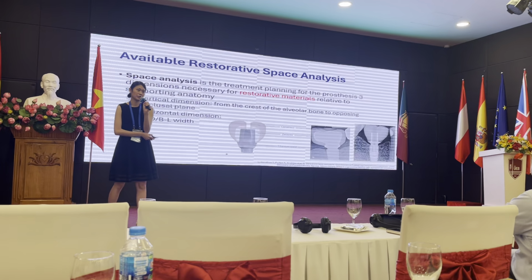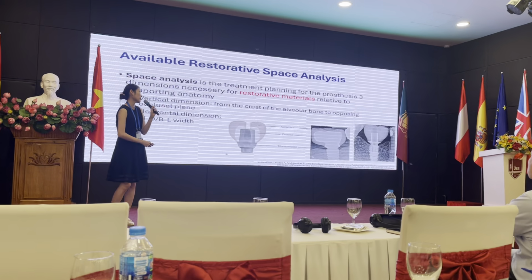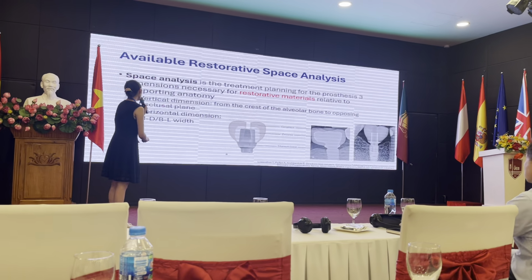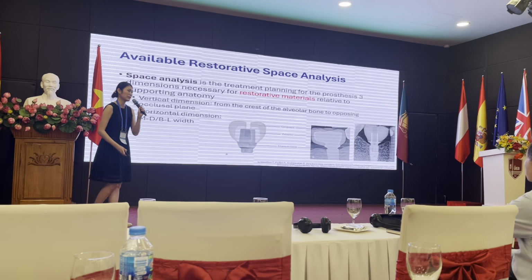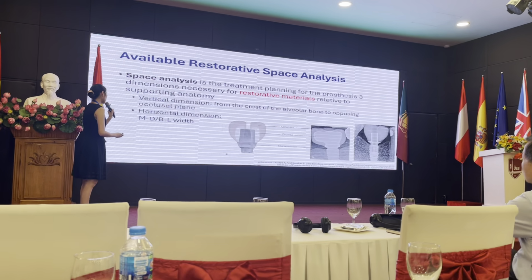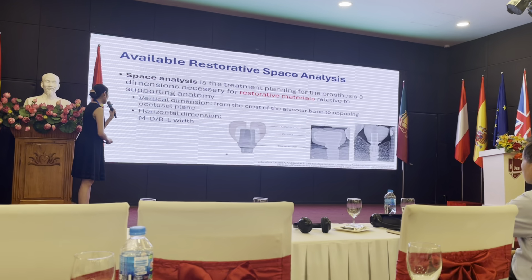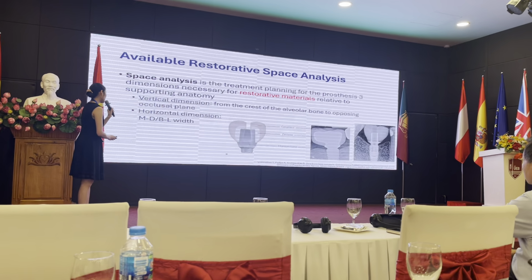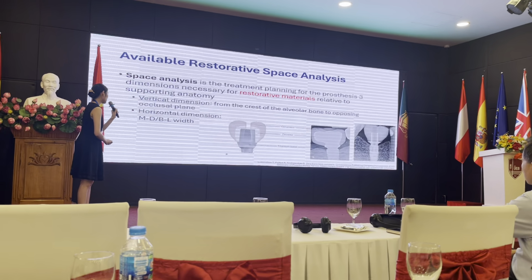And one important thing to consider if you have a single dental implant is how much space we have. According to the glossary of prosthodontic terms, space analysis is treatment planning for the prosthesis, the 3 dimensions necessary for restorative material relative to the supporting anatomy. This can be vertical and horizontal. For vertical, we need to define it very carefully. The vertical dimension is defined as the crest of the alveolar bone to the opposing occlusal plane.